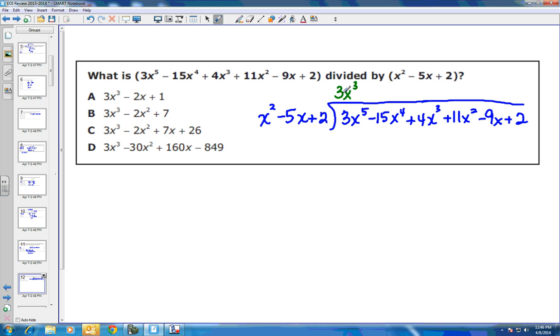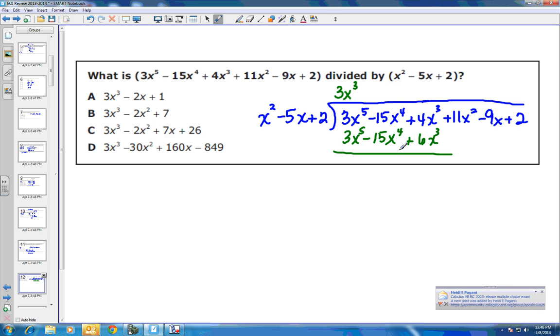Now, your next step is to multiply that 3x to the 3rd times each of these 3 terms. So 3x to the 3rd times x squared, that's 3x to the 5th. 3x to the 3rd times -5x, that's minus 15x to the 4th. 3x cubed times 2, that's 6x cubed. Now, when we subtract, we have to change the signs on each of these. So this is minus, this is plus, this is negative.